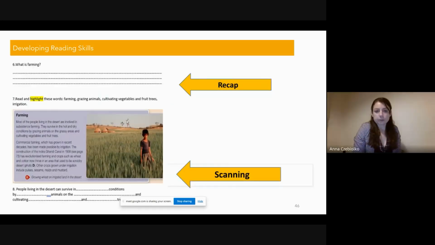Again, we've got a quick recap. What's farming before? So we check the prior knowledge. And we've got a quick task. Read and highlight these words: farming, grazing, animals. So we concentrated focus, again, on key vocabulary within the text. And then we have another activity to fill in the gaps.